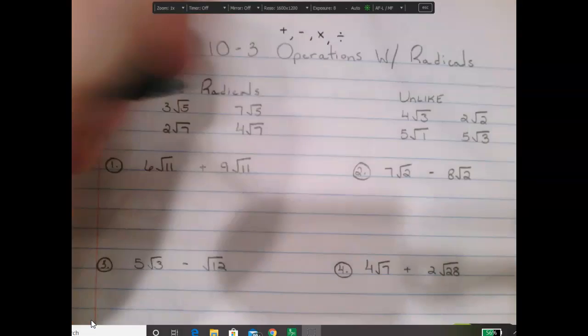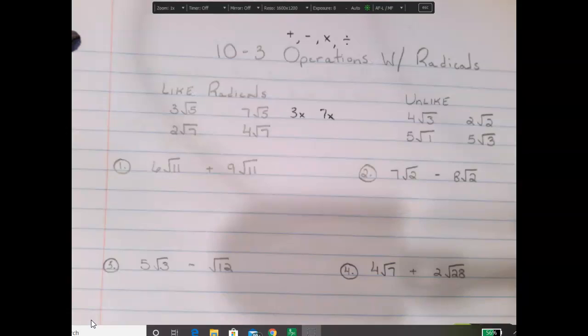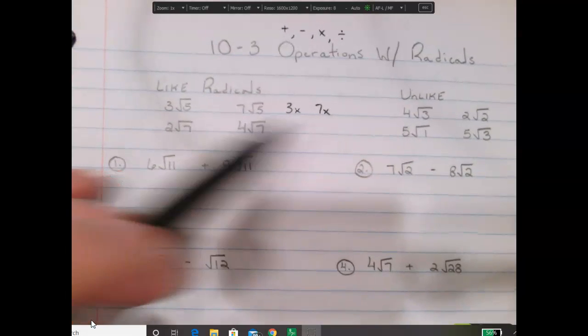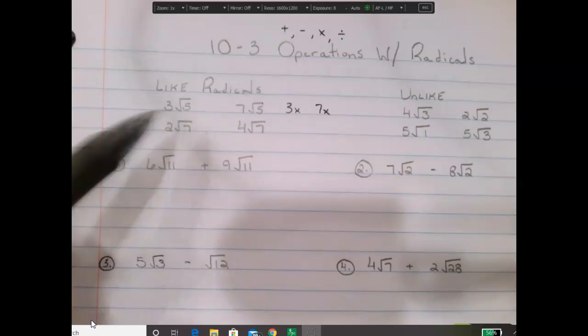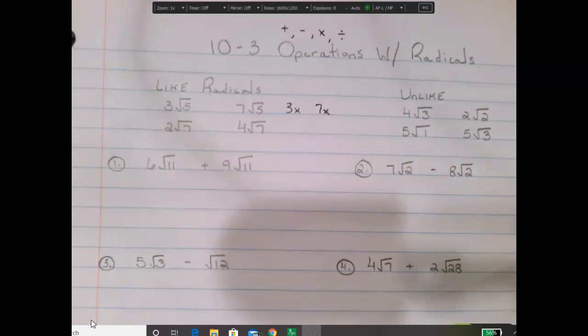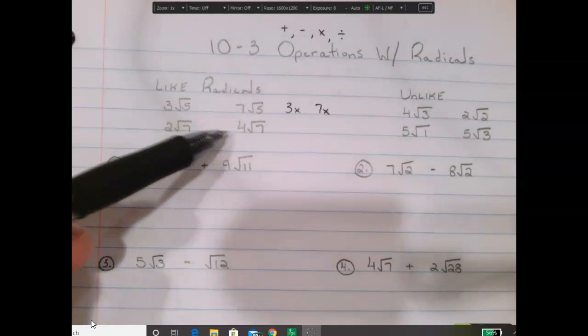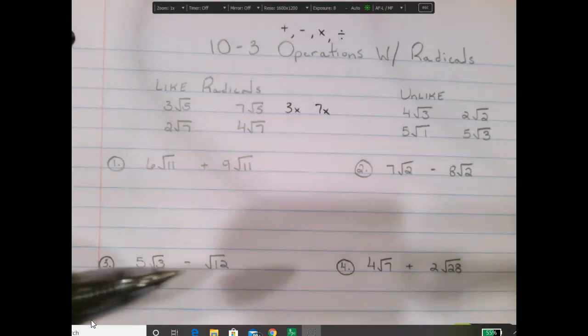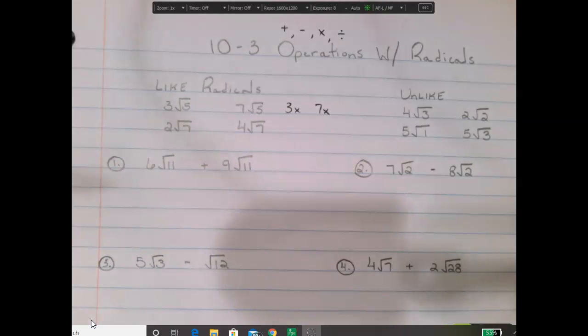It's the same thing if I had, for example, 3x and 7x. They both deal with an x, so therefore I can combine them. These would be what we consider like terms. Same thing with these radicals. Because the radical is the same, it's radical 5 for both, then we can combine those. Another example, if I had 2 radical 7 and 4 radical 7, those would be like. Their radical is the same, they're both radical 7, so I can therefore combine those.